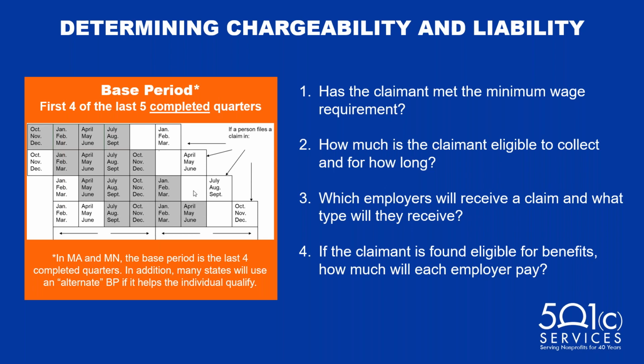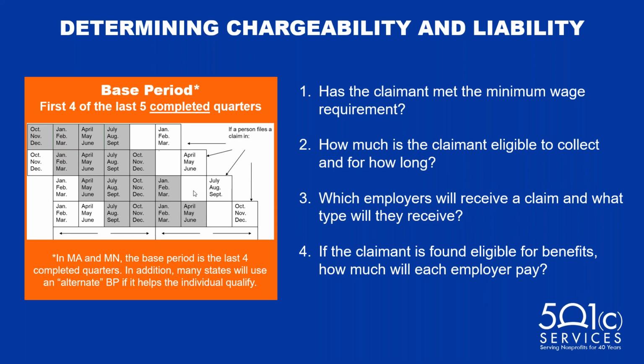When the state is trying to determine someone's eligibility, if you will, and how much money they've earned in the base period, they've got to have the employer's reported wages from each quarter. And at the end of each quarter, you've got roughly 30 days to send those reports in. So if they use the last 4, like Massachusetts does, and the person files at the very beginning of a quarter, the state doesn't have the most recent wages yet. They wouldn't have that information.